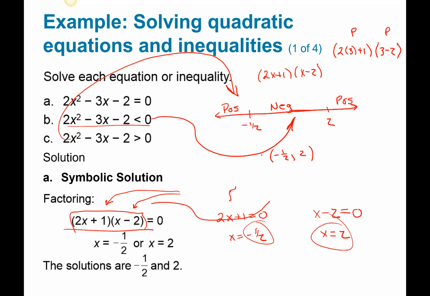If we want positive, well gosh, we got a couple of places we can go shopping for positive. There or there. That's going to give us negative infinity all the way over to negative 1/2, and we're going to use a parentheses because it's not greater than or equal to. And along with that, unioned with, we can go from 2 to infinity.